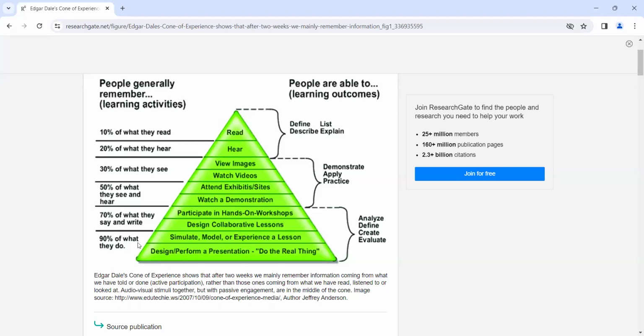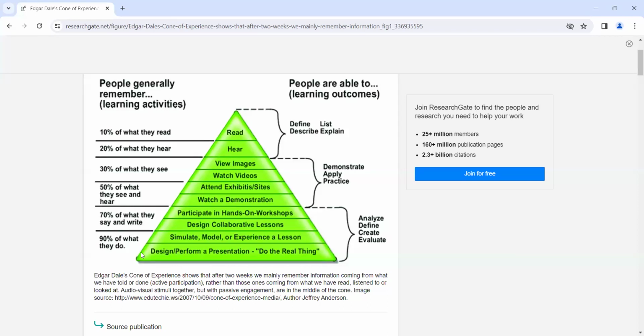And if you get them to do something in the class, 90% of learning. So what, you want them to learn less or you want them to learn more? And if you really want your students to learn more, you're supposed to get them to do it, say it and write, rather than just see and hear and read. That is what Edgar Dale talks about in Dale's Cone of Learning and Remembering.